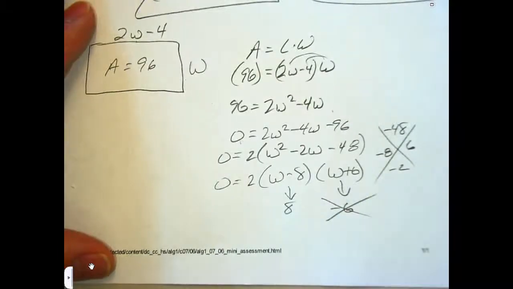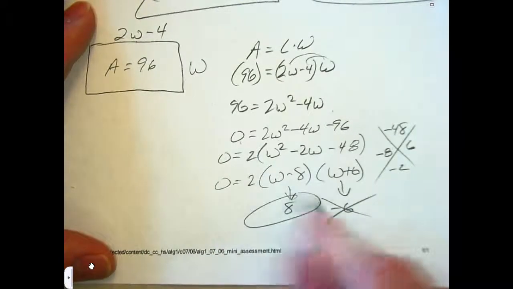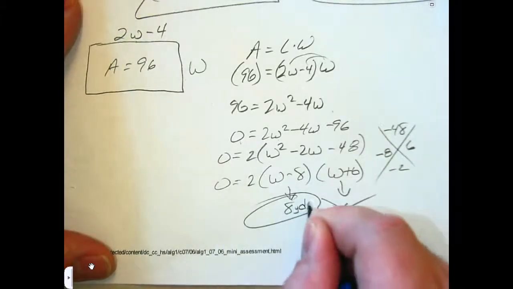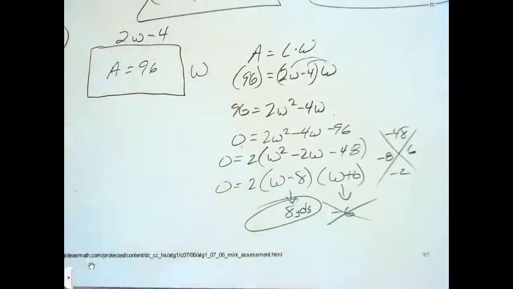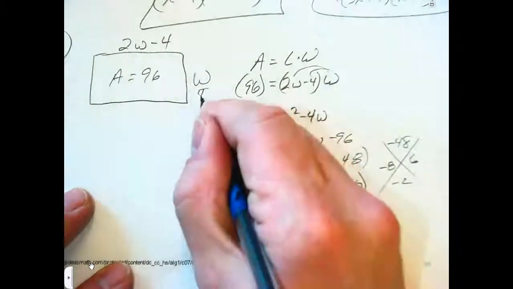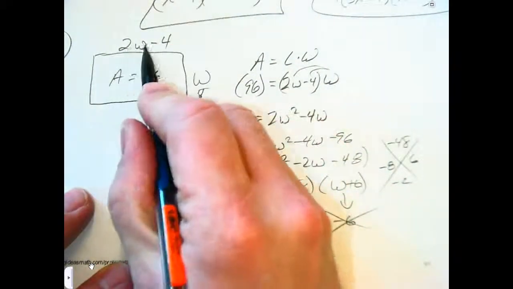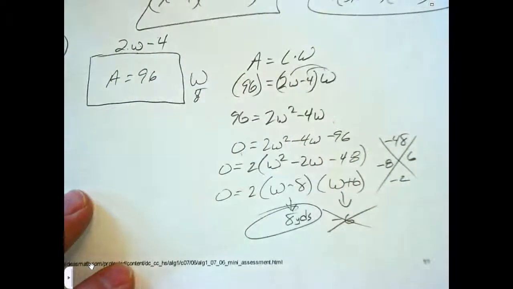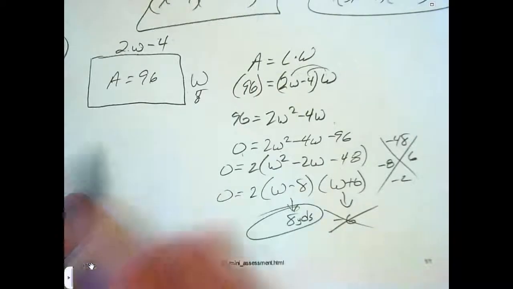Negative 6. Can't have a negative width, so your width is 8. Okay. In this case, it's yards. That was our label. So 8 yards. Okay, and you can check it. If I put 8 in here, I get 8. I put 8 in here, I get 16 minus 4, which is 12. And 8 times 12 is 96.